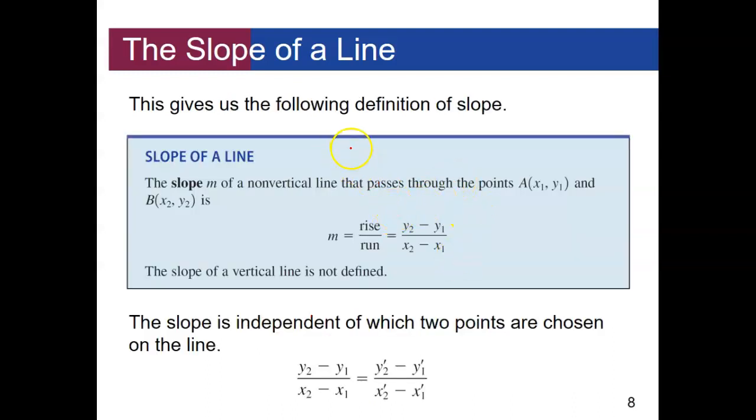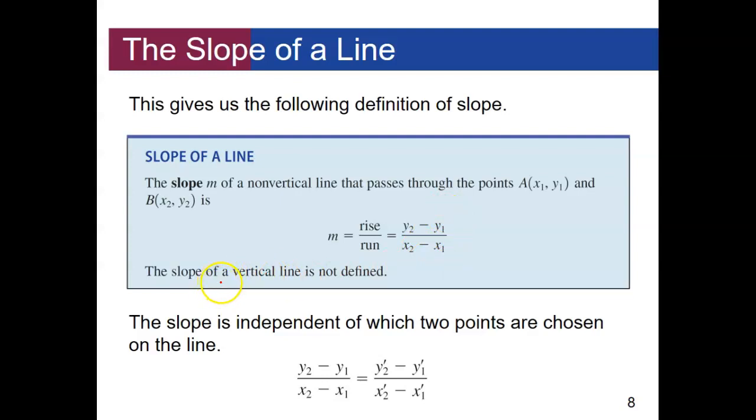Okay, so the definition, the slope of a non-vertical line, because we'll have to do vertical lines a little differently, that passes through these 2 points is defined as y2 minus y1 over x2 minus x1. This is a formula you really should know. I'm not going to require that you know it because it's on your formula sheet, but it's used so often you really should know that.